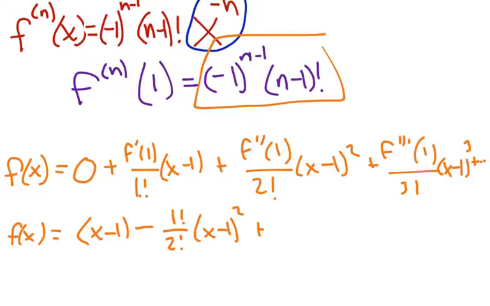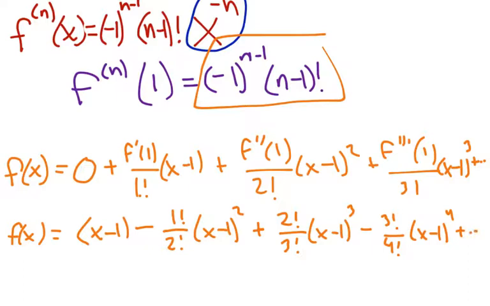Plus, now I'm going to be plugging in 3 for n, so I'm going to end up with a plus sign. And then 3 minus 1 is 2, so I get 2 factorial over 3 factorial times x minus 1 cubed. And I hope you can see the pattern developing here. The next one will be a minus, and then we'll end up with a 3 factorial over 4 factorial times x minus 1 to the 4th, and so forth on down the line.